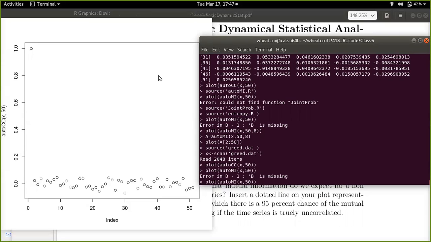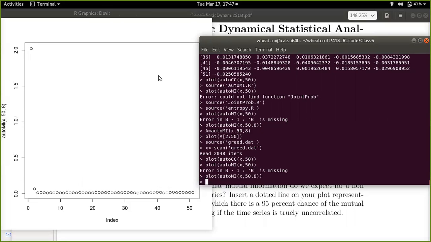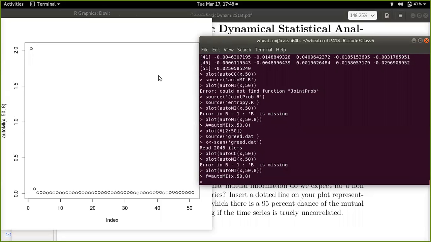Again, we need the number of bins, so we'll try 8 again. Here it makes sense to define this vector f, and then just plot the points from 2 steps onwards, from lag 1 onwards, sorry. So we just plot f, 2 to 50, so we can get a better idea about what the auto mutual information looks like.